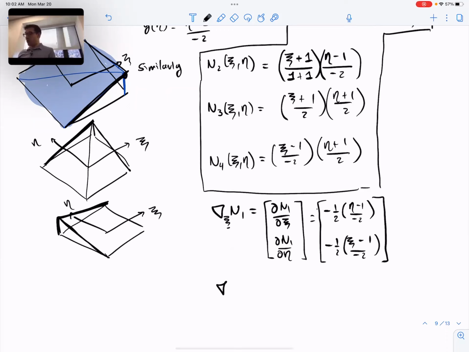The gradient of the second shape function: the derivative with respect to psi is 1/2 times eta minus 1 over minus 2. The derivative with respect to eta is minus 1/2 times psi plus 1 over 2.